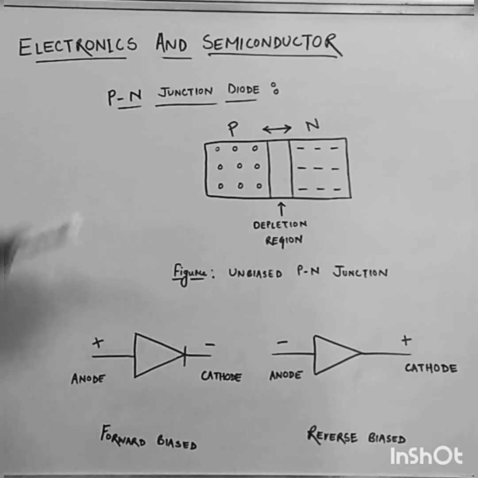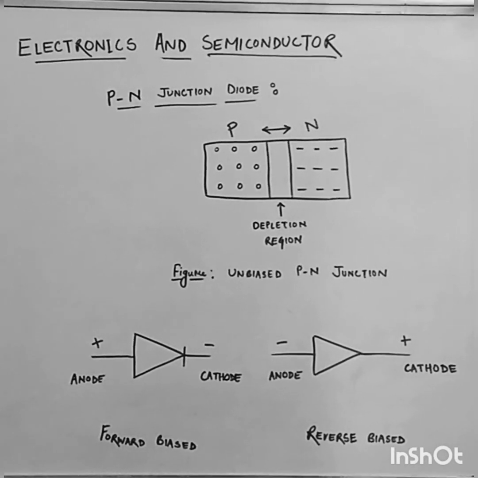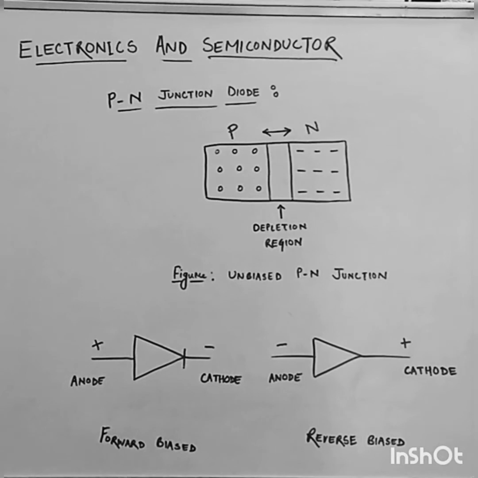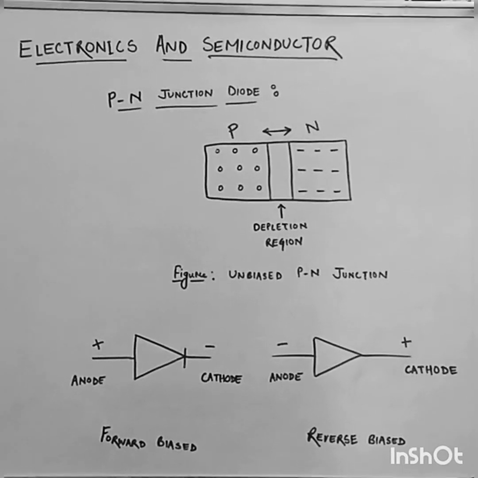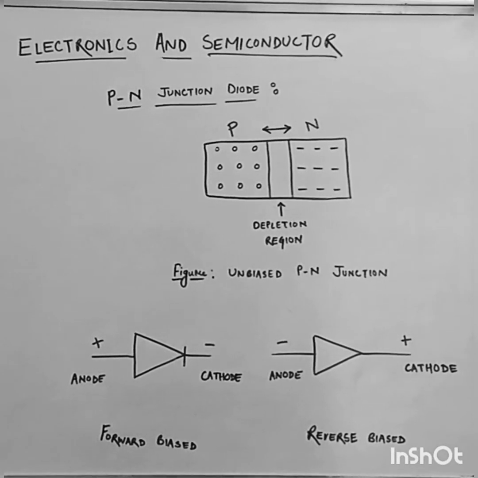There are two figures here. The first one shows the unbiased p-n junction. Unbiased means we have not provided any kind of external voltage. And the two below are a biased p-n junction. Biased means we have applied voltage externally. So you have to know the difference in the phenomena of an unbiased p-n junction and when you give external voltage to the p-n junction. First we will see the unbiased p-n junction.